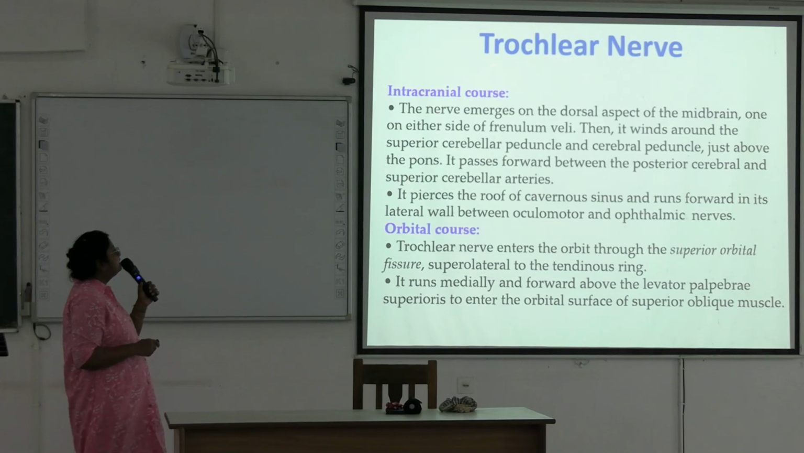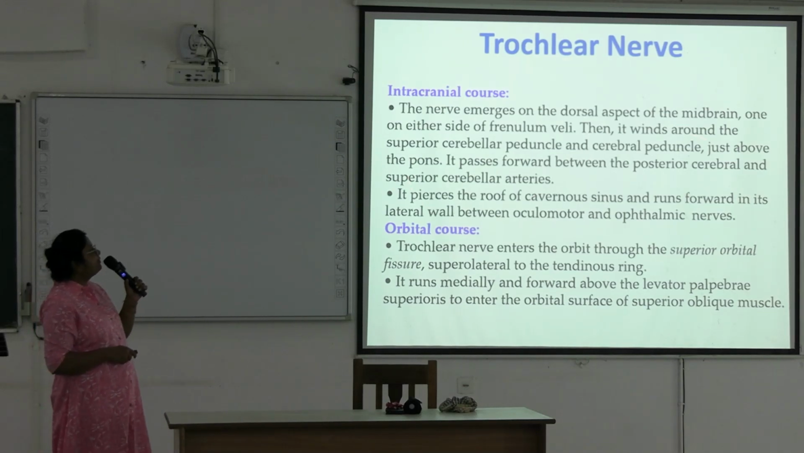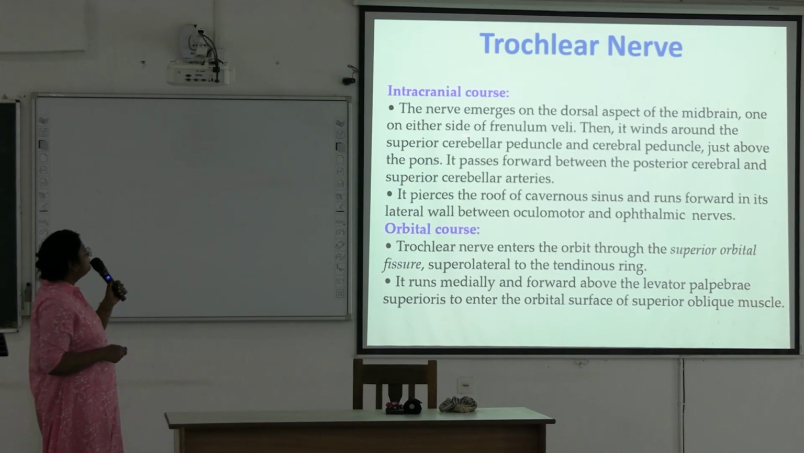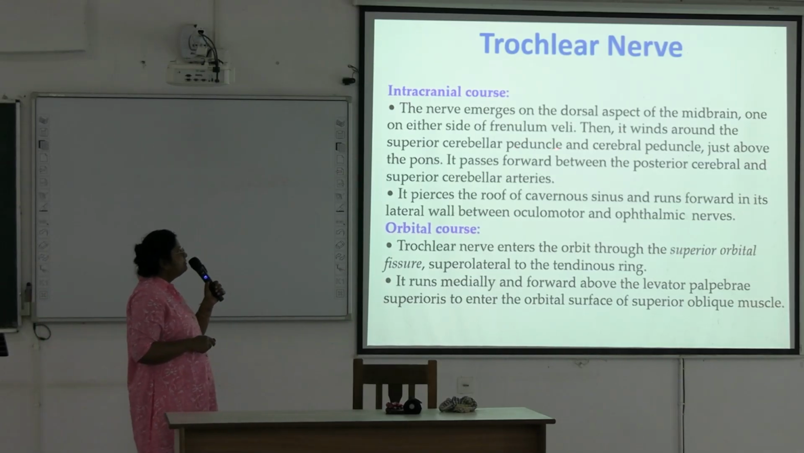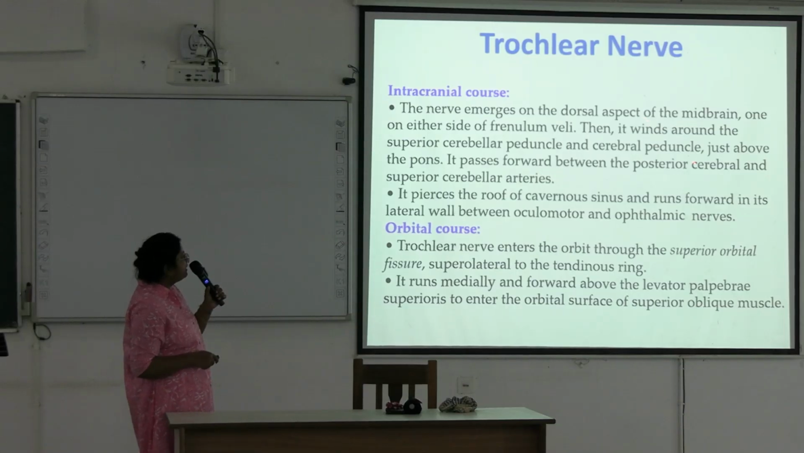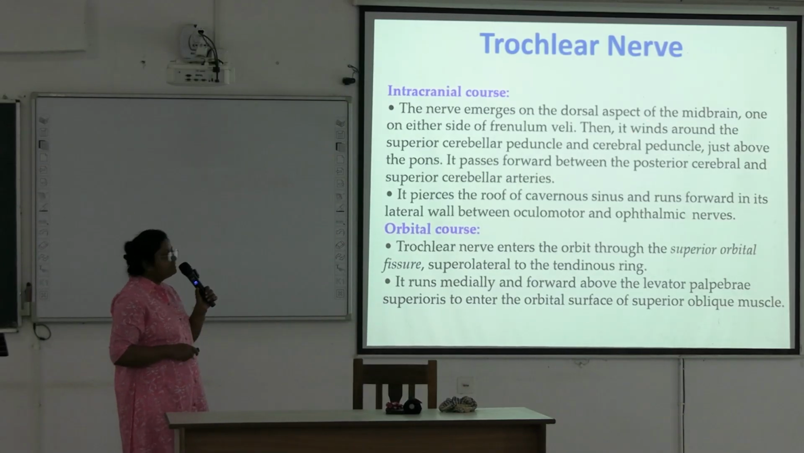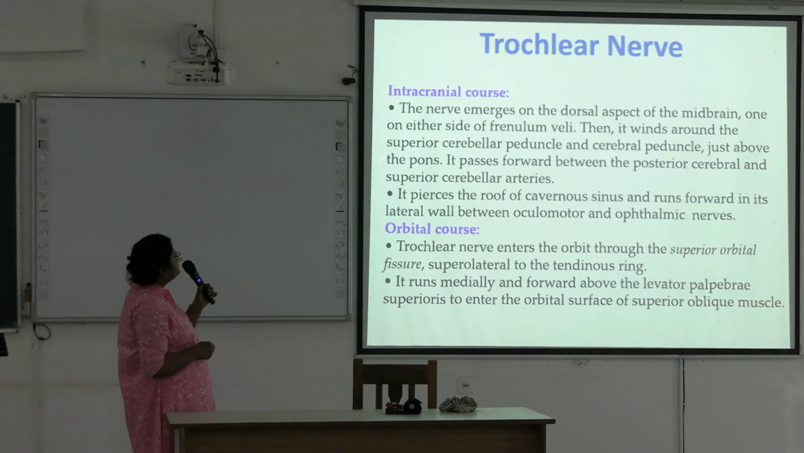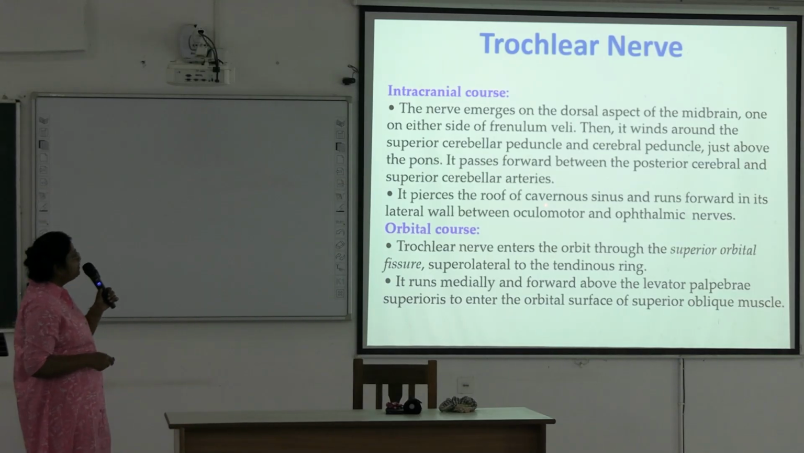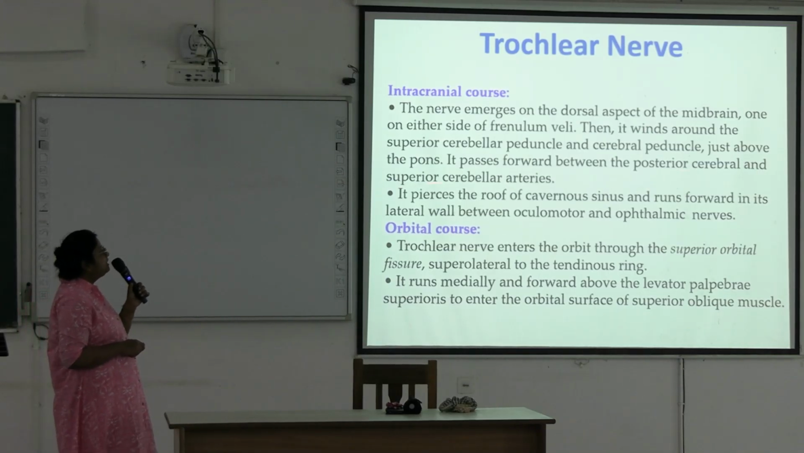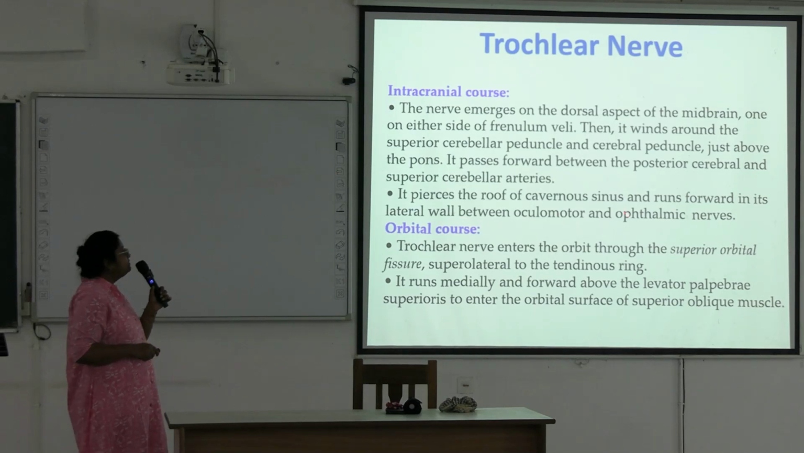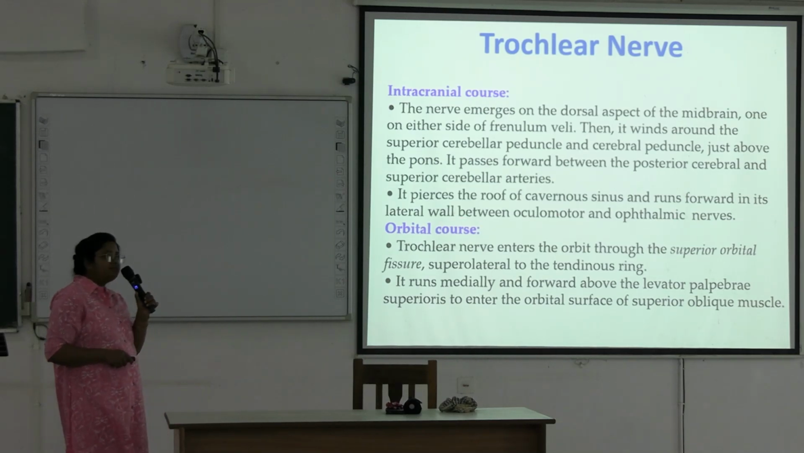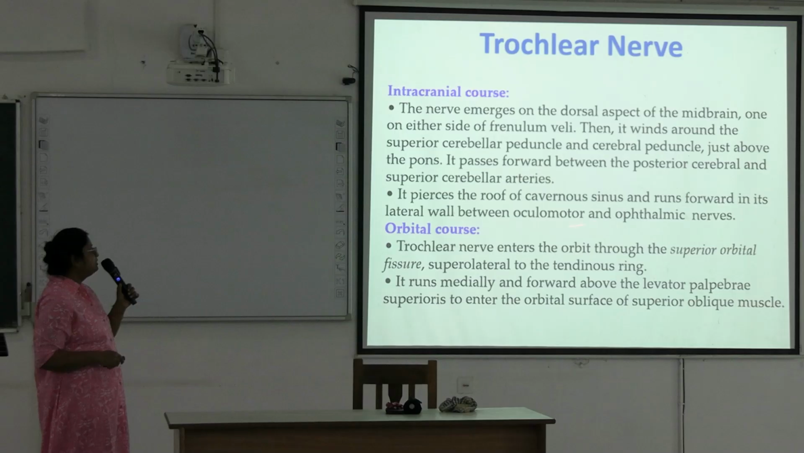Next we go to the intracranial course. The nerve emerges on the dorsal aspect of the midbrain, one on either side of frenulum veli, and then it winds around the superior cerebellar peduncle and cerebral peduncle. Cerebral peduncle means crus cerebri, just above the pons, and it passes forward between the posterior cerebral and superior cerebellar arteries, pierces the roof of cavernous sinus, runs forward in its lateral wall between the oculomotor and ophthalmic nerves, and next it will enter into the orbit.